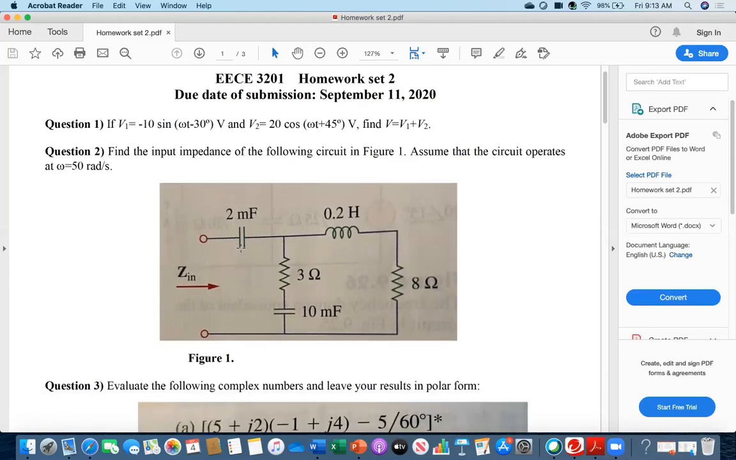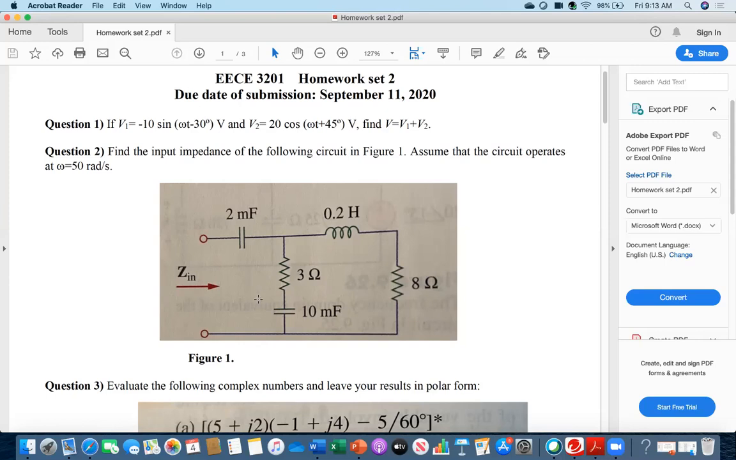The question number 2, find out the input impedance of the following circuit in figure 1. And then assume that the circuit operates at omega equal to 50 radian per second. So this means in this circuit, you just need to find the total equivalent impedance when looking from this side.